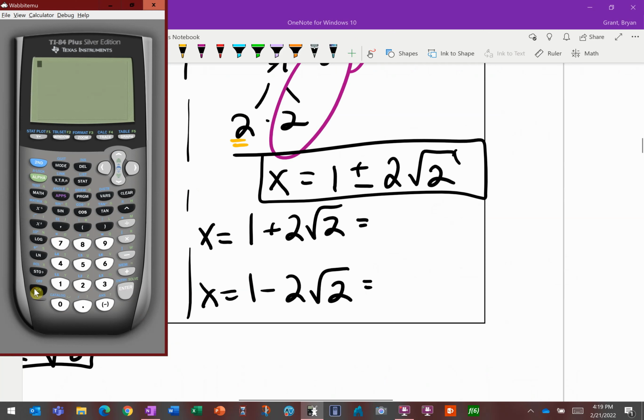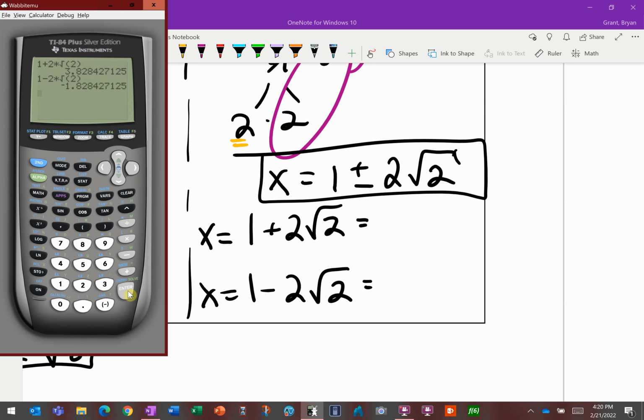So I'm going to go through, get that calculator on, and I'm going to do 1 plus 2. Not a bad idea to put the times in between. And then we have that square root of 2. Hit enter, and we get 3.828. Most calculators, by the way, will let you go back up and copy something you've previously done. So that way I can just go over and change the plus to a minus and see the other.